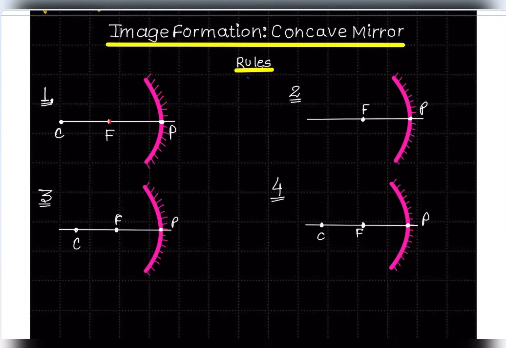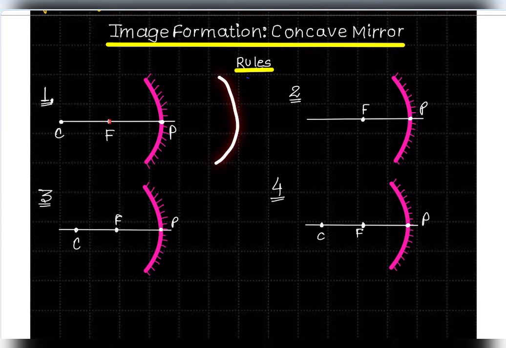Okay, hello. Now we are going to discuss image formation of a concave mirror. Now we start with the important part. It is very important to understand how the image is formed in a concave mirror. I hope you understood what a concave mirror is.